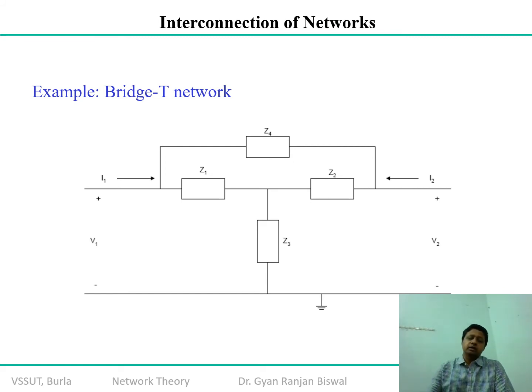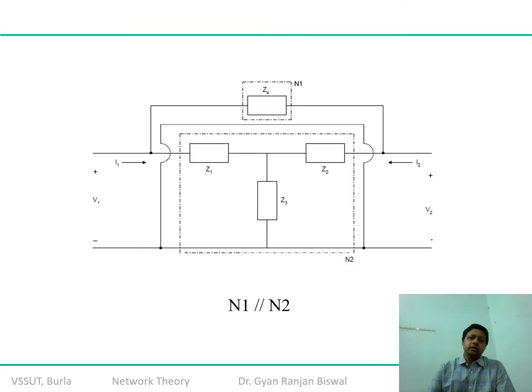Another way, the smarter way, as I told you, is that you assume there is one block of a network N1, which is a T network, and there is another network N2, and these two networks are connected in parallel with one another. So how simple it is. Now you can very easily calculate the impedances or admittance, whatever you are asked to calculate, because this is a T network. So very easily you can calculate your impedance parameters if it is asked for that.